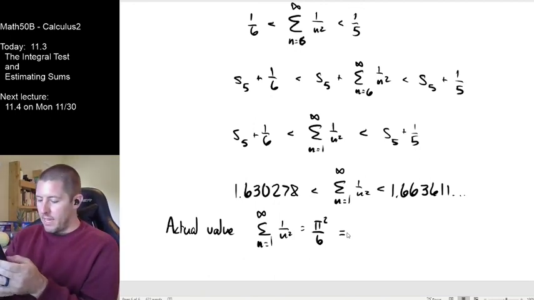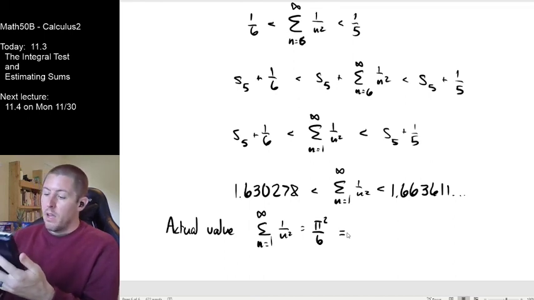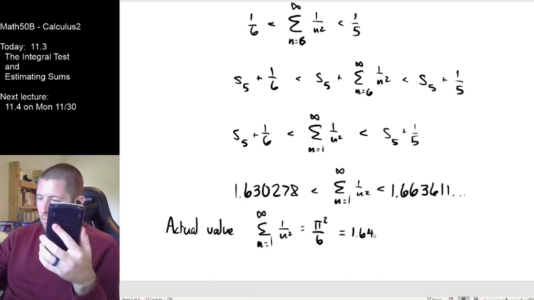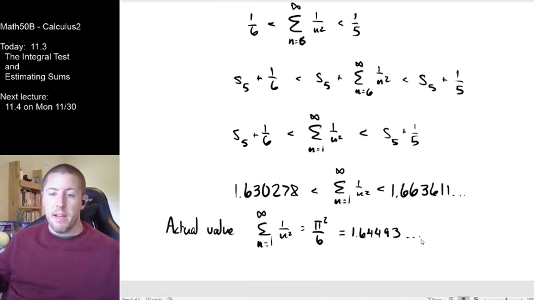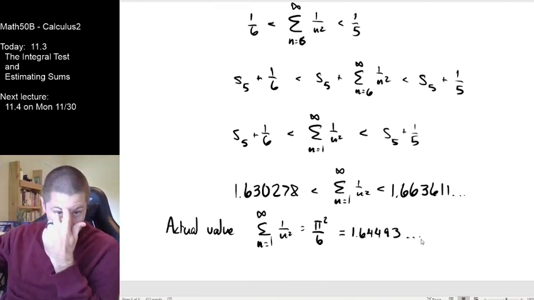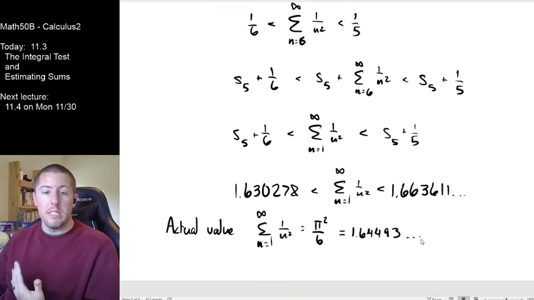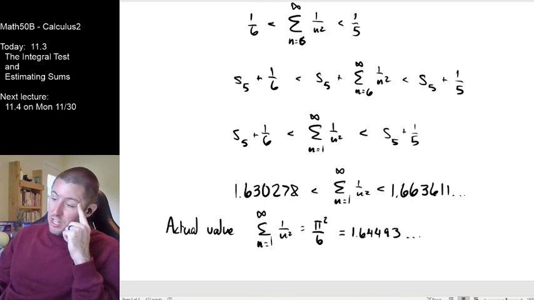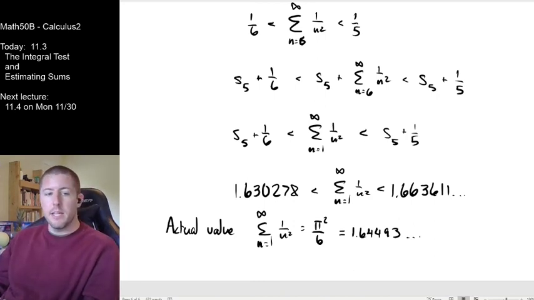What do we get for pi squared over 6? We're getting 1.64493. So it does look like we did a pretty good job of estimating this. We got this down to being within about 0.015. Pretty decent margin of error by doing a little bit of addition, a little bit of integration to make an estimate associated with these guys here, right?